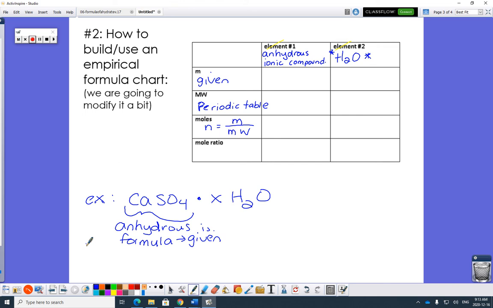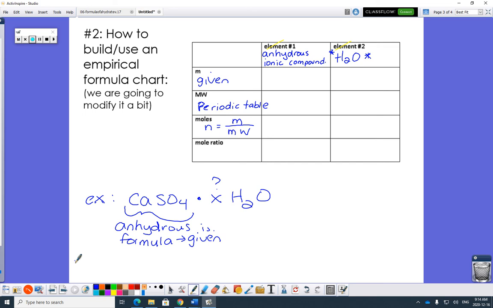And water is always water, but again, if you have a brain fart and you're like, I forget what water is, the question will look like this. And this is like our unknown. We commonly use X, right? So how many waters are there? So instead of finding how many elements there are separately, now we're doing how many anhydrous molecules are there, or formula units, and how many molecules of water.